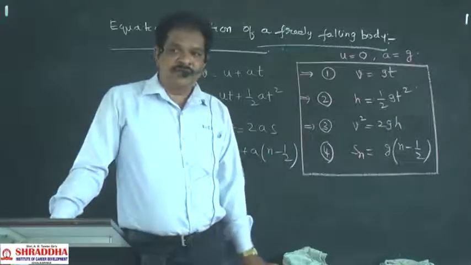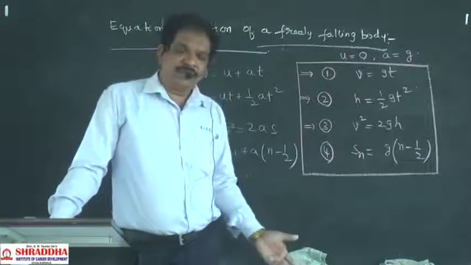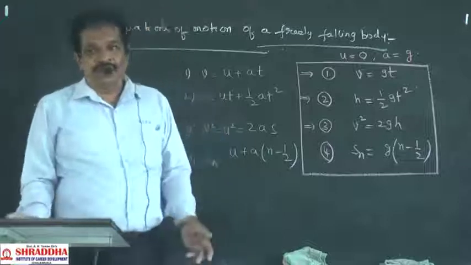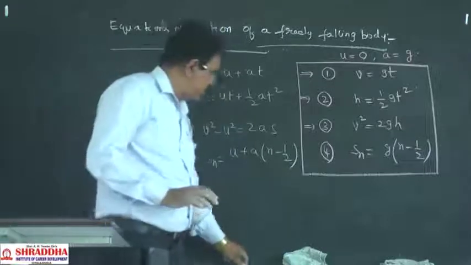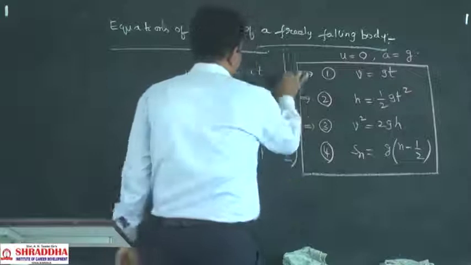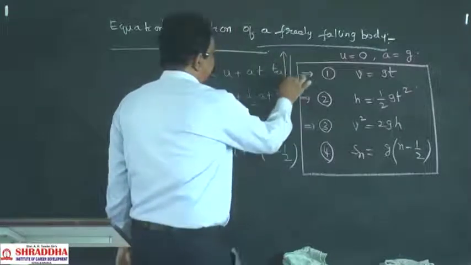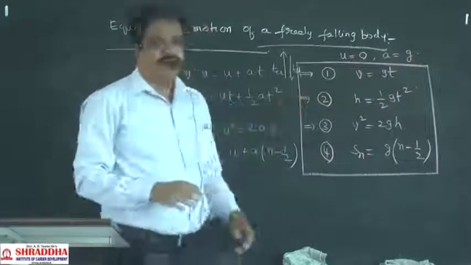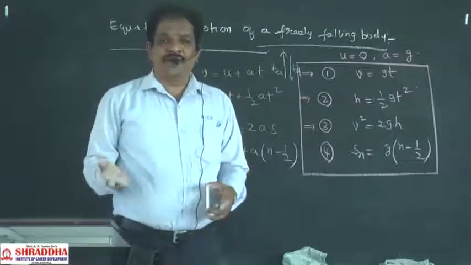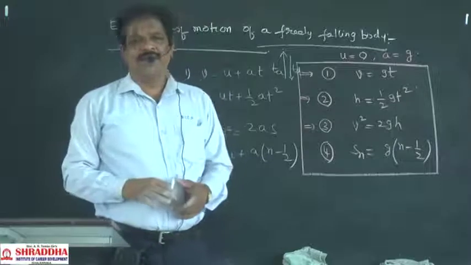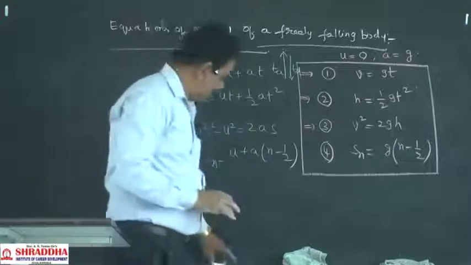Today with this I will stop. Tomorrow we will discuss the vertically projected body. A body is projected vertically up. What is its time of ascent? What is its time of descent? What is the time of flight? What is its maximum height? Everything we will discuss in the next class. Okay.